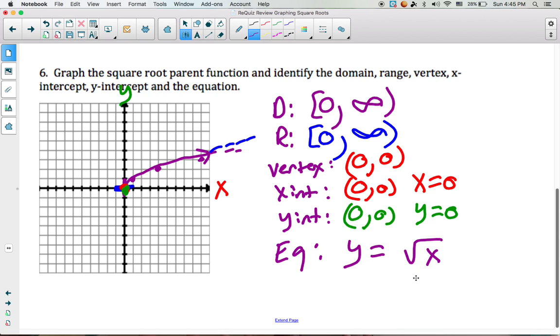And where people are making confusion, they're trying to write this down: y equals a times the square root of x minus h plus k is not the parent function. That's just a general form for the shifting of the graph. The parent function is y equals the square root of x.